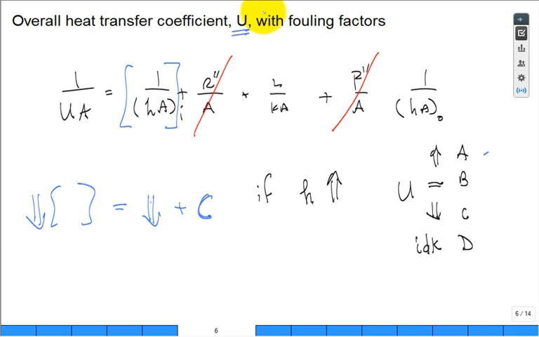Now let's move to a harder one. The same game. What happens if R double prime starts to come in? If there's no fouling, you can think of R double prime as zero, true? But let's say we start to get more and more fouling. More and more fouling, what does that do to the overall heat transfer coefficient? Does it increase it? Answer A. No change? Answer B. Or does it decrease it? Answer C. Or I don't know, answer D.